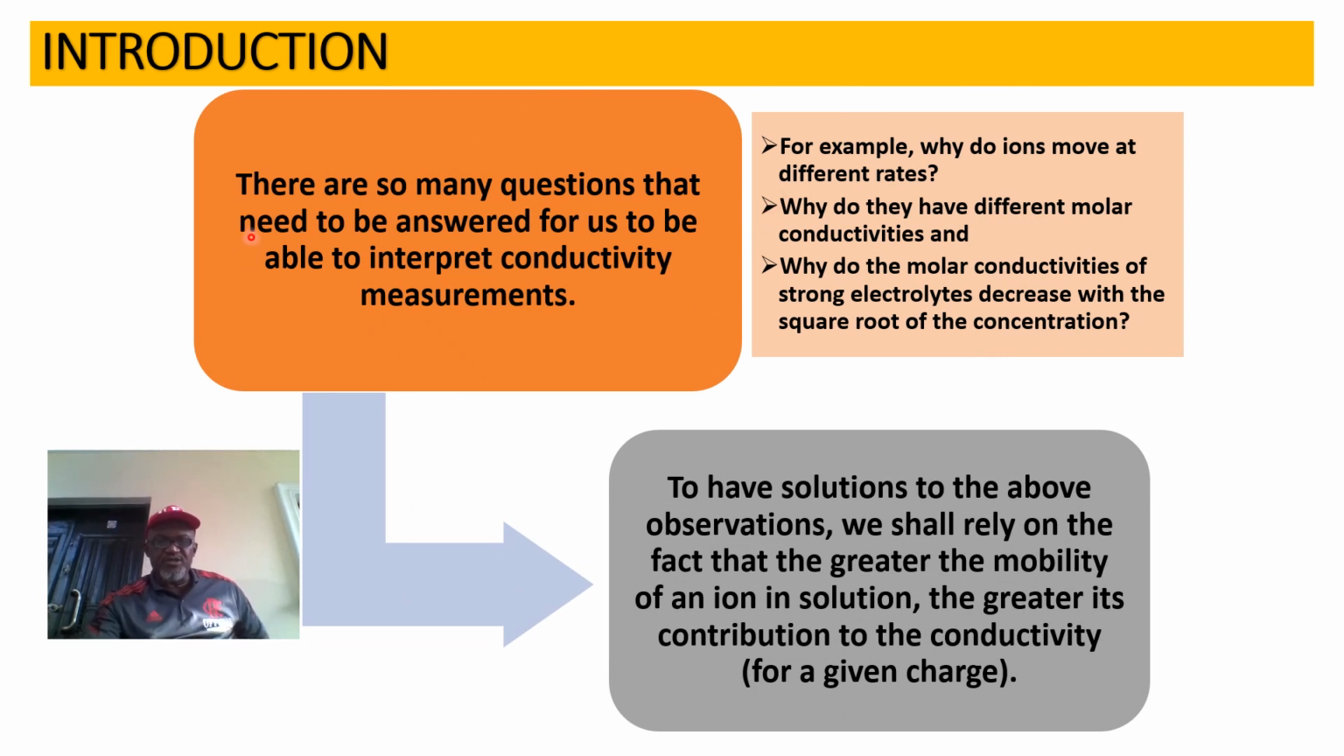There are so many questions that need to be answered for us to be able to interpret conductivity measurements. For example, why do ions move at different rates? That's a very big question. Two, why do we have different molar conductivities? And why do the molar conductivities of strong electrolytes decrease with the square root of concentration? Remember, these are the things we have seen, and these are questions coming up. So we need to have solutions to these questions.